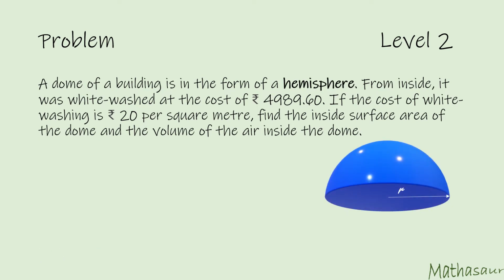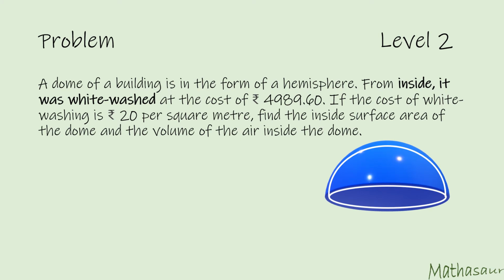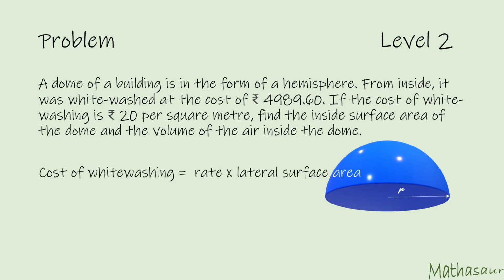So we have a hemisphere. We do not know the radius, but we know that it was whitewashed from the inside. So we are only talking about the lateral surface area of this hemisphere. Now the cost of whitewashing is equal to rate times the lateral surface area. Let us substitute the values and find out the surface area.